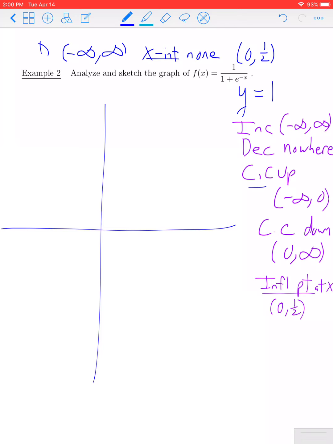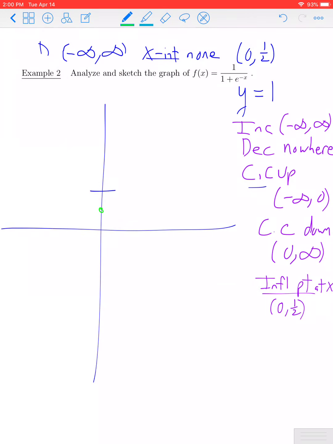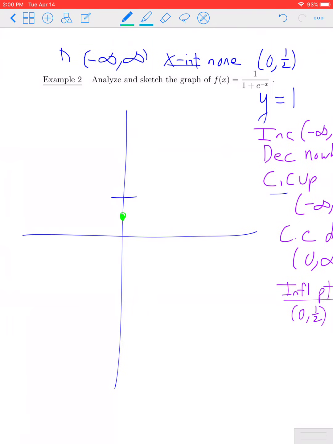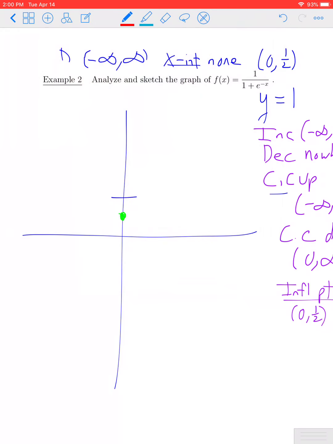So first things first, I'm going to start off by plotting any points that I have. We have the point at (0, 1/2). It should be about here. It's not only a y-intercept, but it's also an inflection point. The next thing you would want to do is plot any asymptotes. We have a horizontal asymptote at y equals 0. That would be like this. And also at y equals 1.